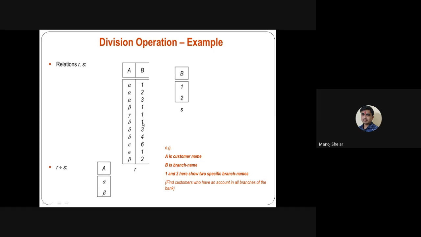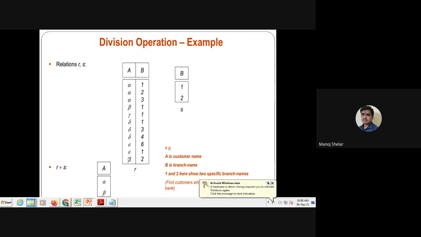Then 1 2 is common, 1 2, 1 2 here. Here not common 1 2, but actually 1 and 2: 1 for beta, 2 for beta. So 1 for beta, 2 for beta, so here beta. So this is the result of the division operation in relational algebra.